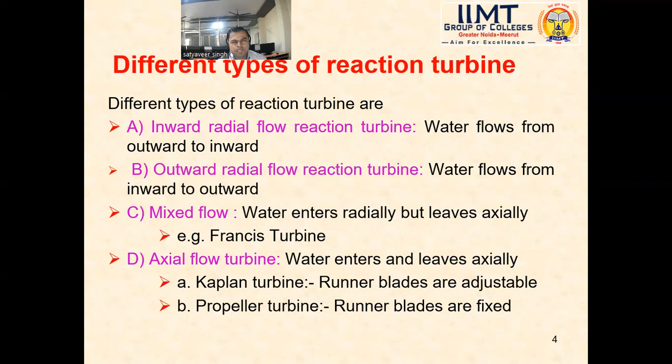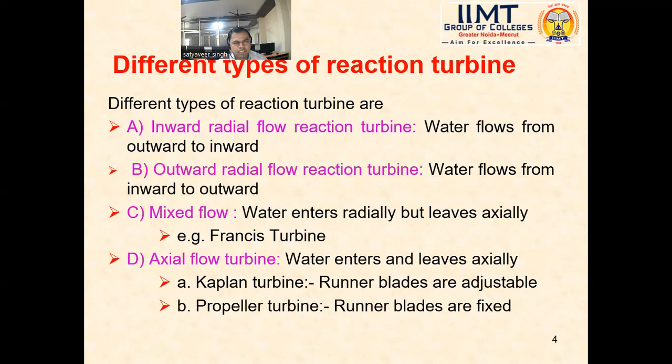In case of an inward radial flow reaction turbine, water flows from outward to inward, but in case of an outward radial flow reaction turbine, water flows from inward to outward. In case of a mixed flow turbine, water flows radially but leaves axially. The Francis turbine is the example of the mixed flow turbine.